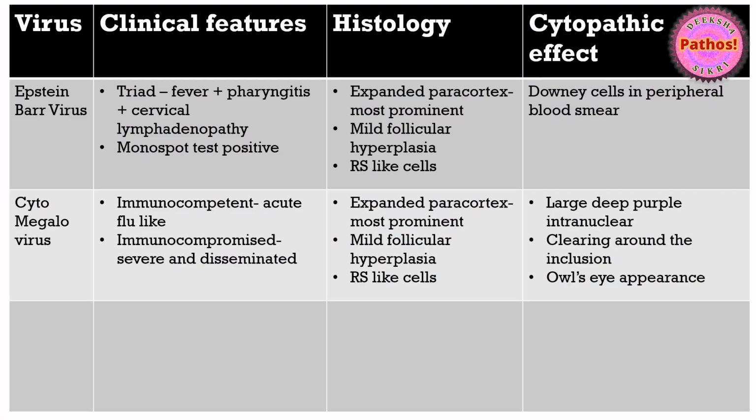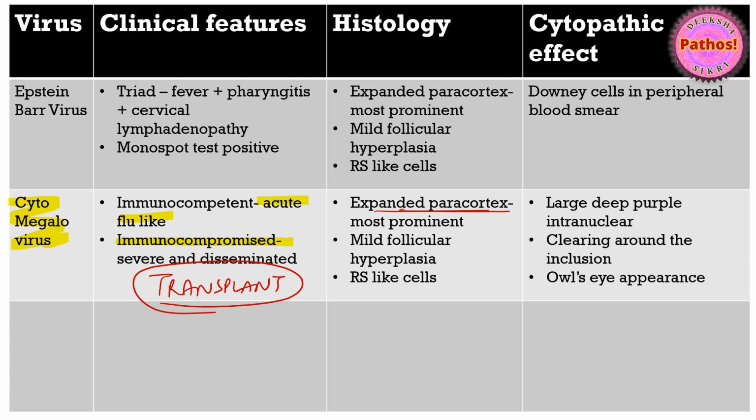Next is cytomegalovirus. Now, cytomegalovirus in immunocompromised patients can give rise to a severe disseminated disease, especially in transplant-like cases. So you have to remember that scenario in the clinical history of a transplant patient. But in an immunocompetent patient, usually the picture is acute flu-like. Now again, since it's a viral infection, you're going to get an expanded paracortex. Similarly, mild follicular hyperplasia and RS-like cells.